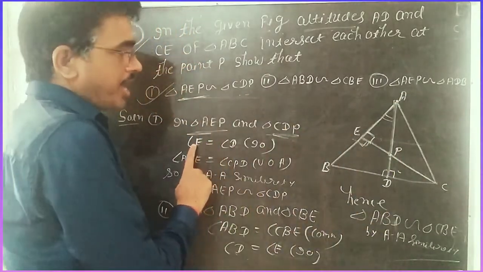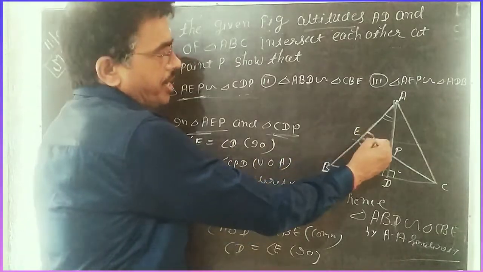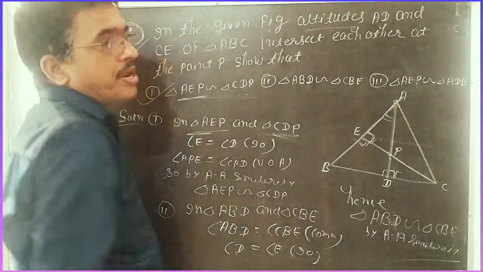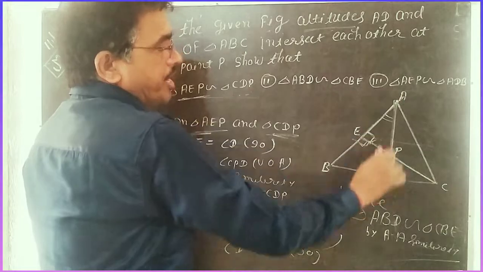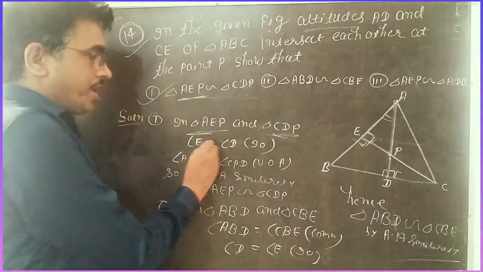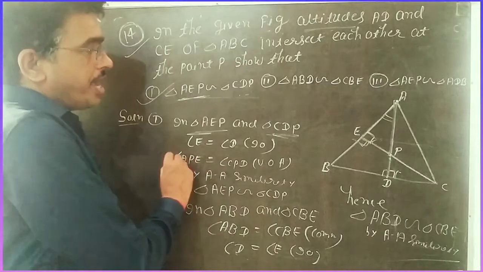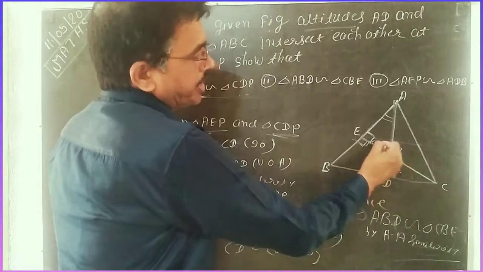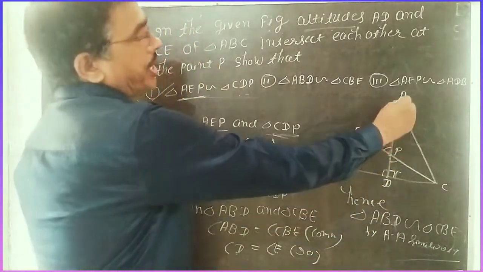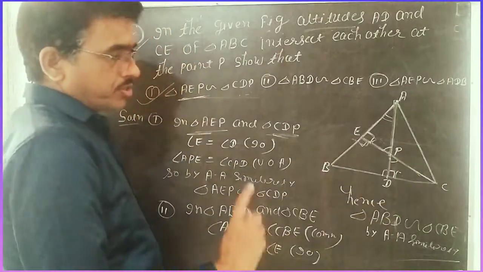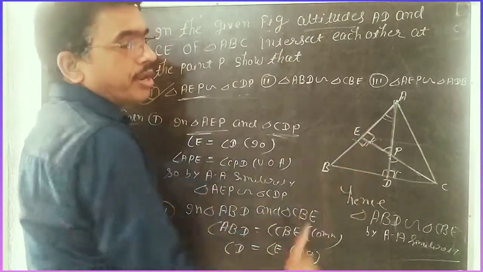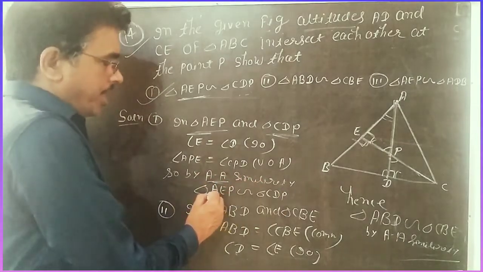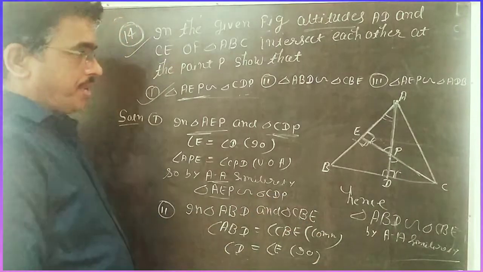First we find angle E is equal to angle D. Angle E is 90 and angle D is 90. Why is it 90? Because these are perpendiculars. CE is an altitude and AD is an altitude, so they are perpendicular. So E is equal to D, 90. Angle APE, this angle, is equal to angle CPD, this angle. These angles are called vertically opposite angles because these two lines intersect each other. So dear students, I found two corresponding angles equal, then it is clear by the AA similarity theorem. So by AA, triangle AEP is similar to triangle CDP.